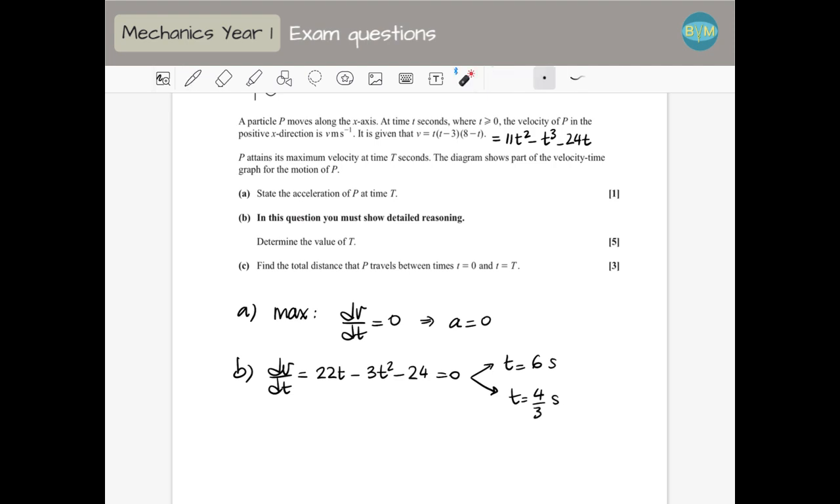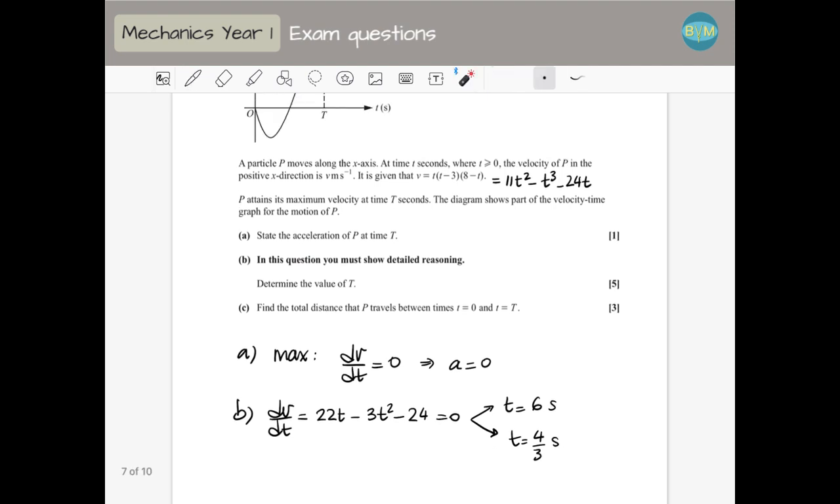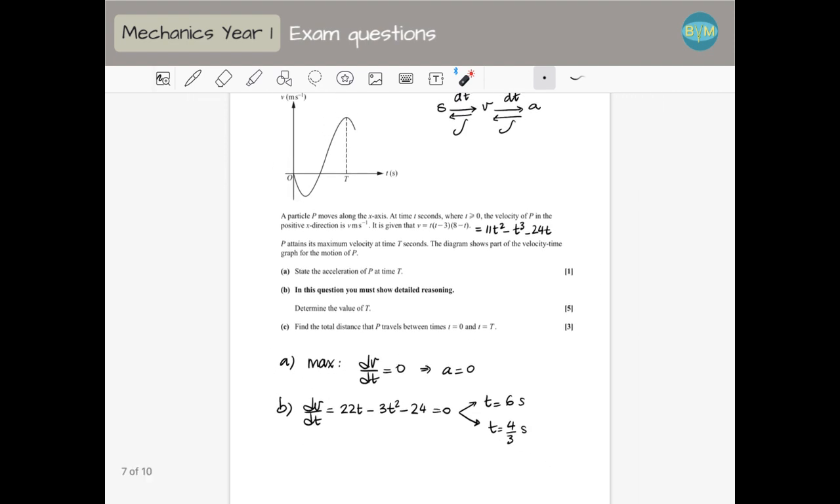over 3 seconds, which means the 4 over 3 seconds is here. 6 seconds is this one, so it's giving me the minimum and the maximum. This is the one that corresponds to the maximum. So T is 6 seconds. And then the last one says find the total distance that P travels between times 0 and 6.